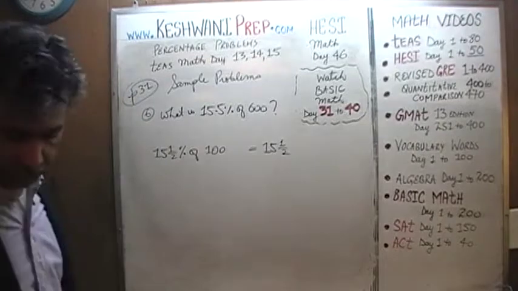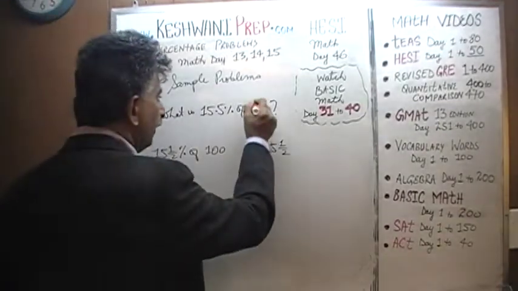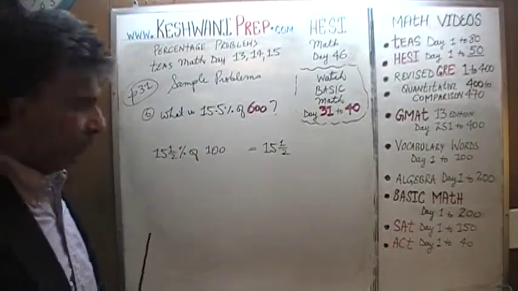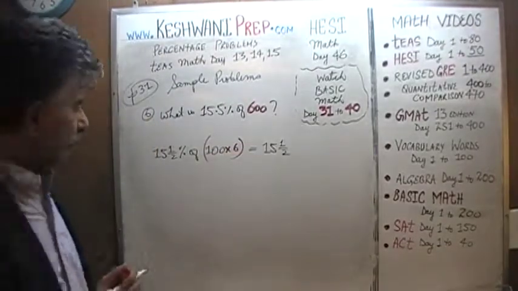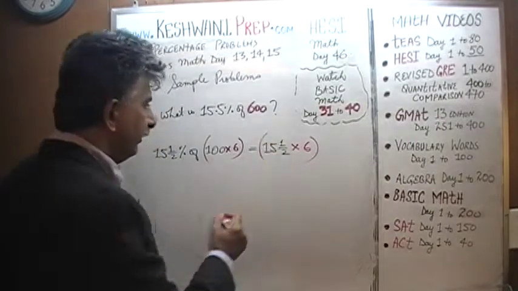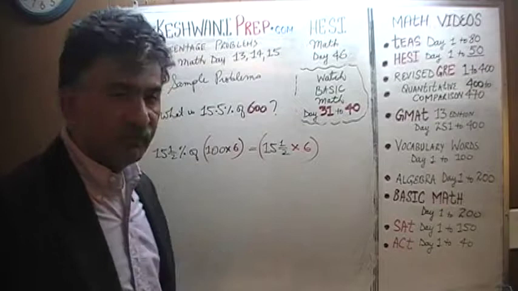Are you with me so far? Now watch what happens. We're not interested in 100. We're interested in 600. We have to figure out 15.5% of 600. Well, that's very simple. Multiply it by 6. Voila. 15.5% of 600 must be 6 times the amount. That's it. All we have to figure out is what is 6 times 15.5.